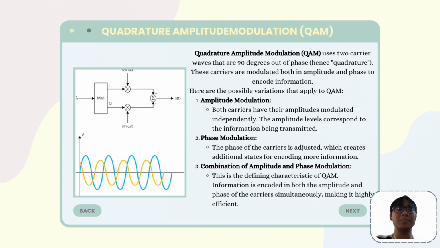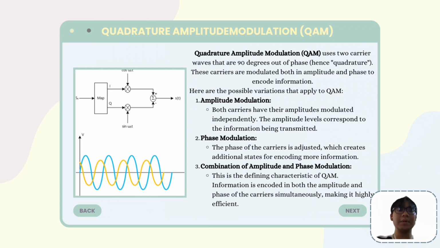So next is phase modulation. The phase of the carrier is adjusted, which provides additional states for encoding more information. So the combining of amplitude and phase modulation is the defining characteristic of QAM. Information is encoded in both the amplitude and phase of the carrier simultaneously, making it highly efficient. So how does QAM work?